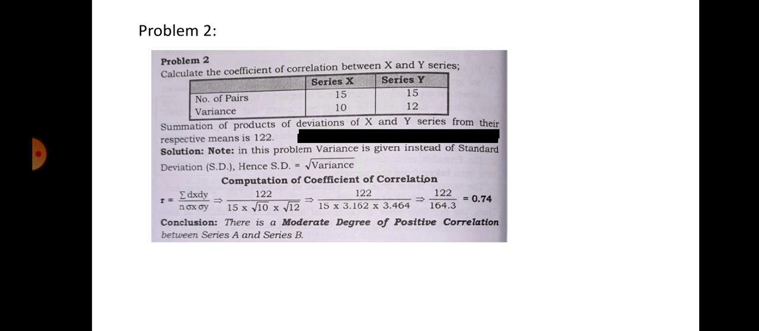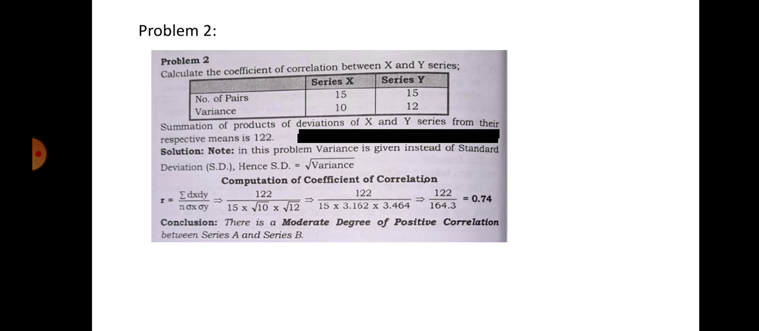So what is given is the covariance. The summation of x minus x bar into y minus y bar is equal to the covariance. Now directly write the formula. In this book he has shown sigma dx dy, which is nothing but covariance divided by n into the standard deviations provided earlier. So 125 divided by 15 into root 10 into root 12.